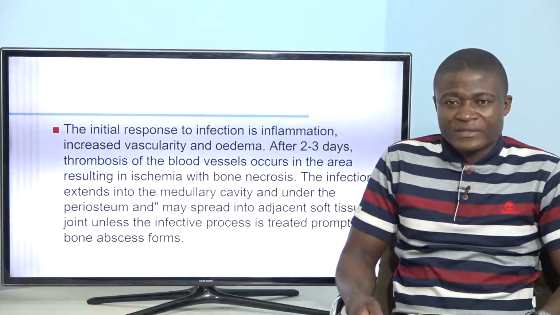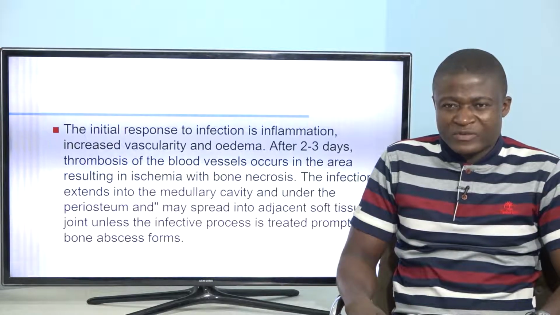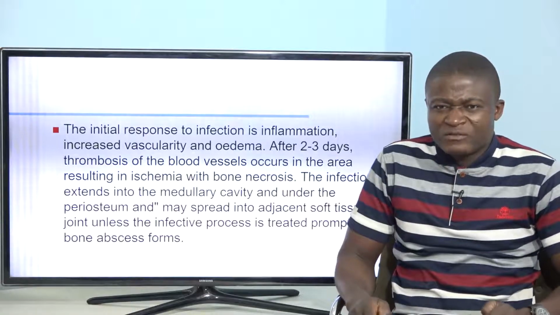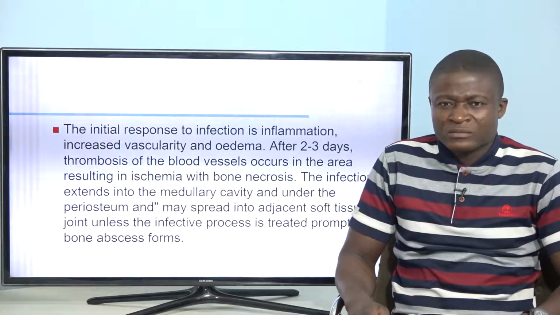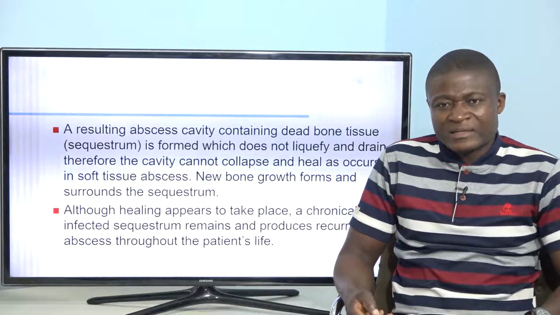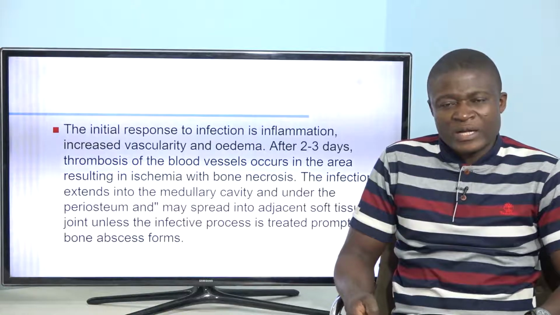to cause osteomyelitis. The initial response to infection is inflammation, which increases vascularity and edema. After 2 to 3 days, thrombosis of the blood vessels occurs in the area, resulting in ischemia with bone necrosis. The infection extends into the medullary cavity and under the periosteum. It may spread into adjacent soft tissues unless the infective process is treated promptly, and a bone abscess may form. So I'm just giving a basic pathophysiological background of osteomyelitis.